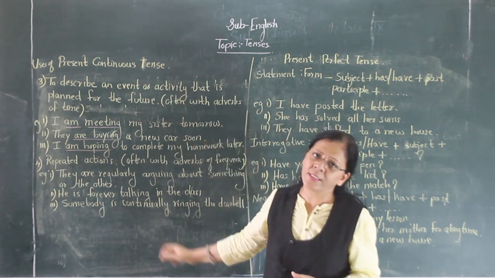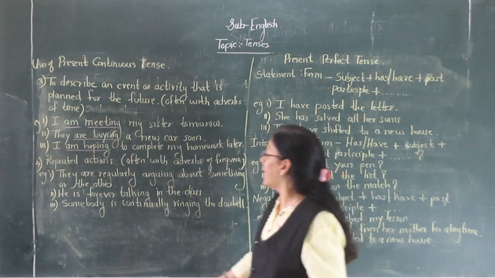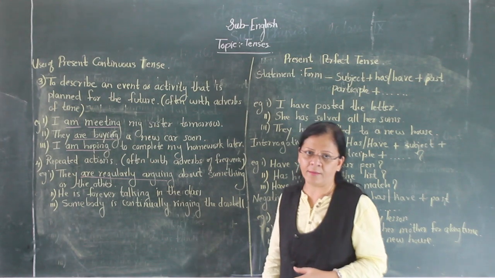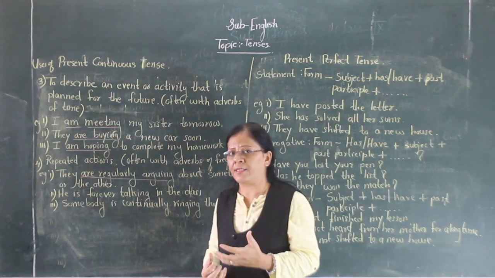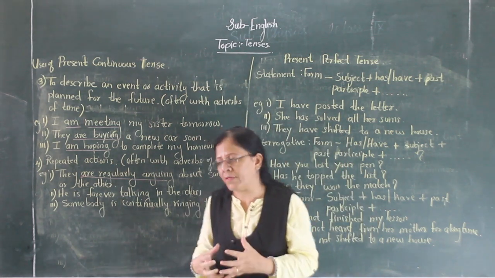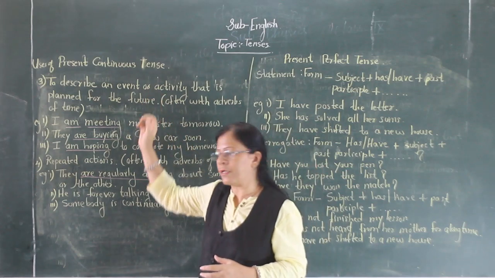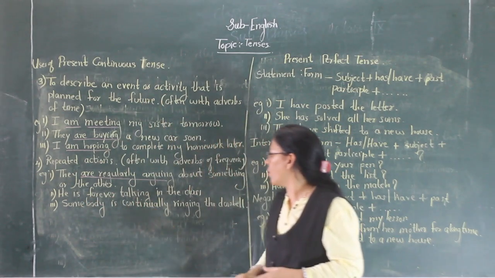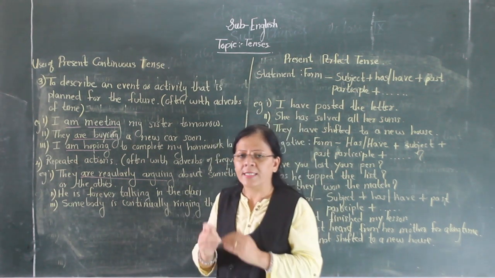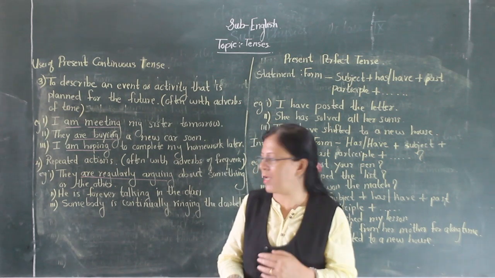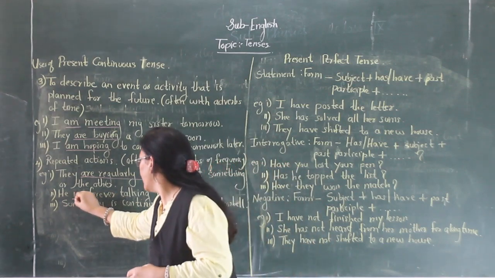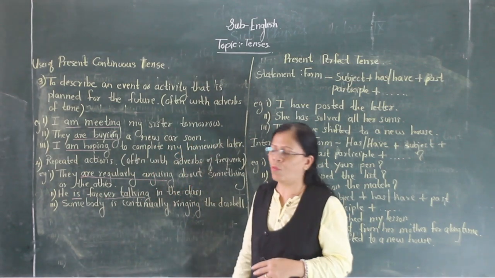in present continuous tense. For example, they are regularly arguing about something or the other. So continuous, repeated activities. Regularly they keep on arguing. Yes, so that is the repeated activity, and to talk about it, we use present continuous tense. He is forever talking in the class, or you can say he is always talking in the class. This action goes on repeatedly. So we have used here the adverb of frequency, that is forever. So he is talking, that is your verb.